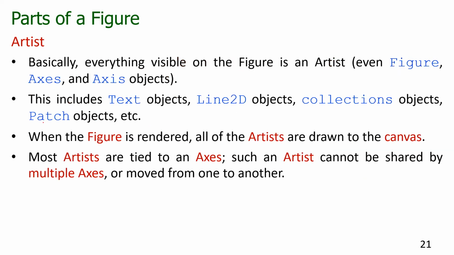Then the next component is artist. Basically, everything visible on the figure is an artist, even figure and axes objects. This includes text objects, Line2D objects, collection objects, patch objects, etc. When the figure is rendered, all of the artists are drawn to the canvas. Most artists are tied to an axes, such that an artist cannot be shared by multiple axes or moved from one to another.